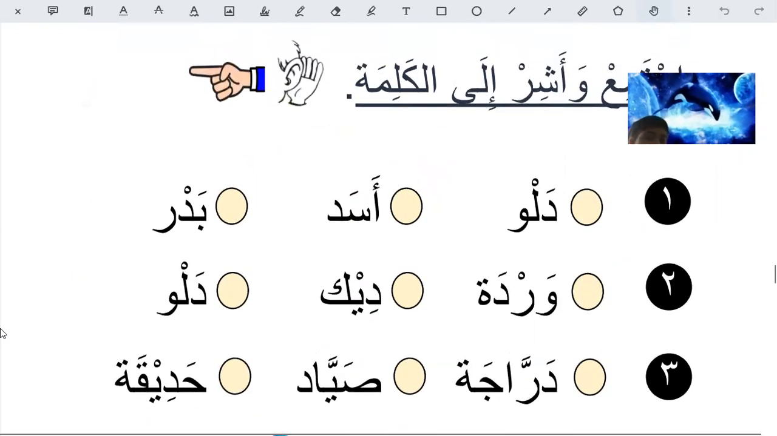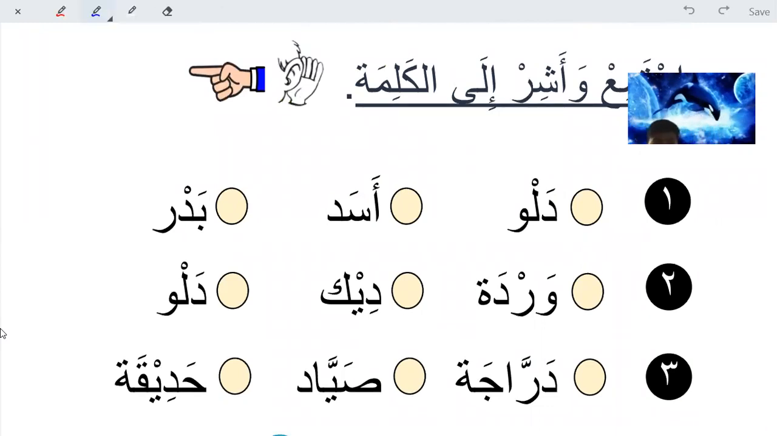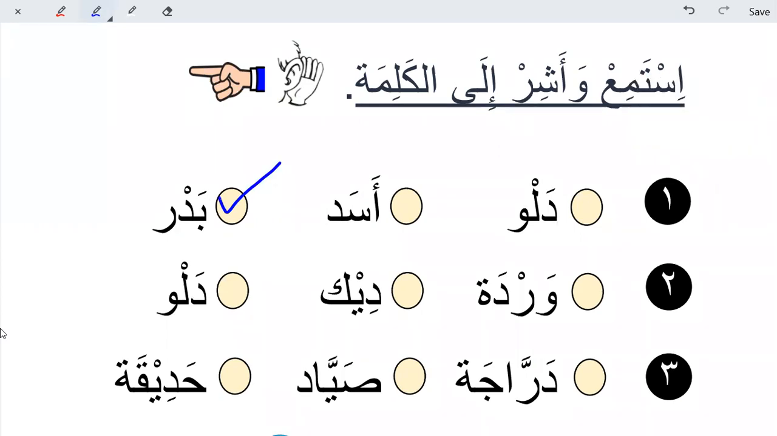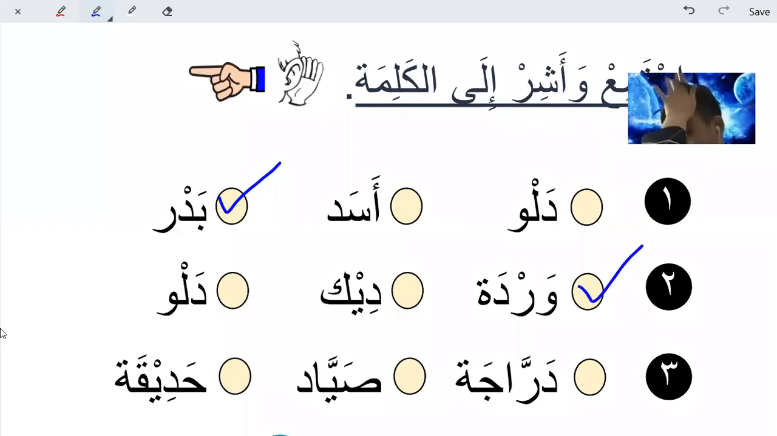Istami wa zhallil al-kalima. Listen and point to the word. Full moon. Dal, no, Badr. Badr. Warda. Rose. Deek, it's the first one. Warda, okay. Then Hunter. Sayyad.